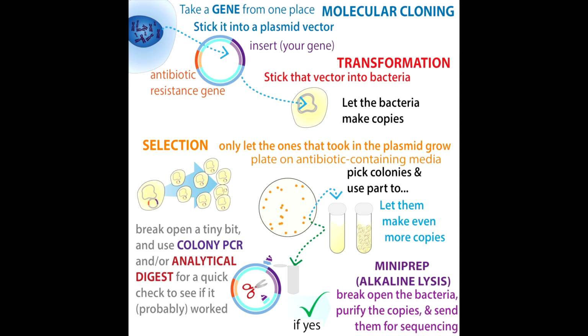So you put it in the incubator and then you come back the next day and you should see a bunch of little dots, little globby dots. So these are called colonies. And so basically each colony represents a bacteria that's taken in the plasmid and then multiplied.